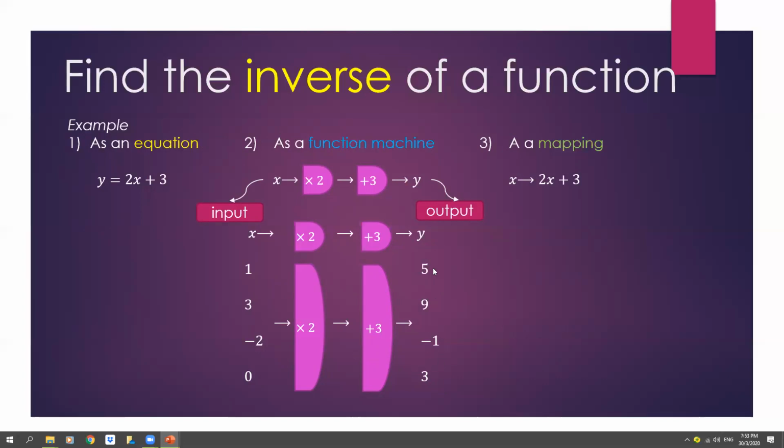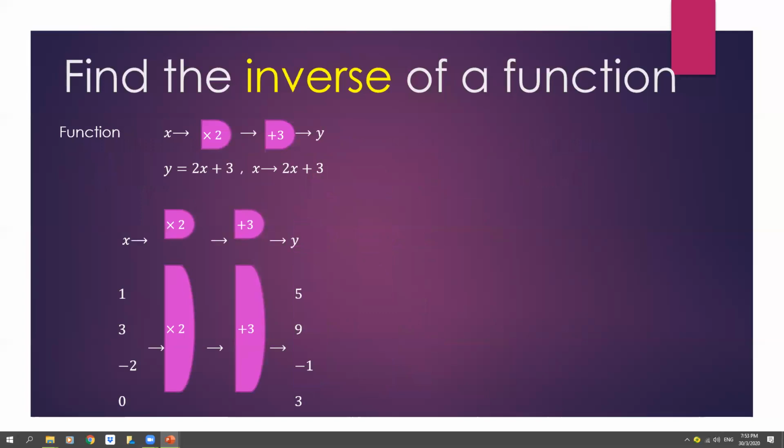So let's see another example. I'm using the same thing, 2x plus 3 still. You can write it as a function machine, equation, or mapping, three types. I'm using exactly the same figures as just now: 1 becomes 5, 3 becomes 9, negative 2 becomes negative 1, and 0 becomes 3. So now we are looking for the inverse. The inverse means if I have 5, I want to find a formula so that I get back 1.